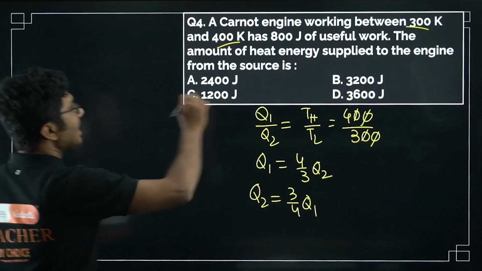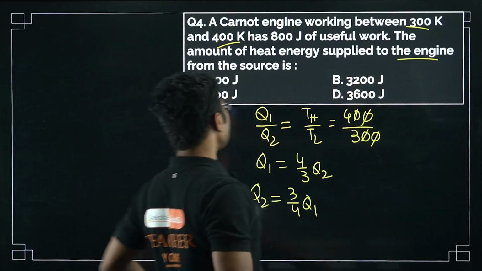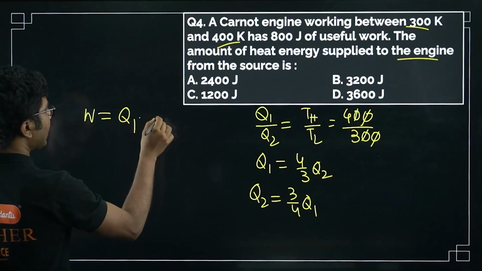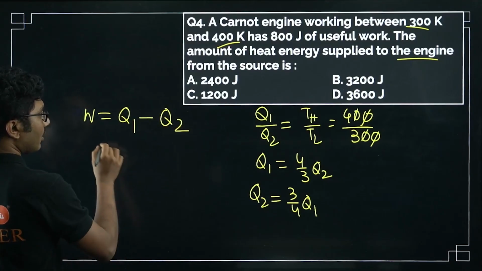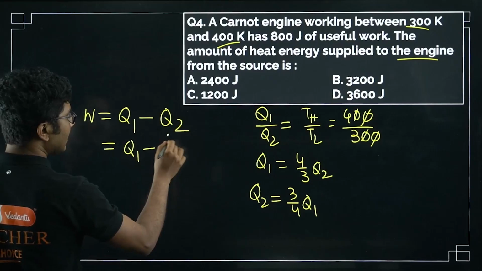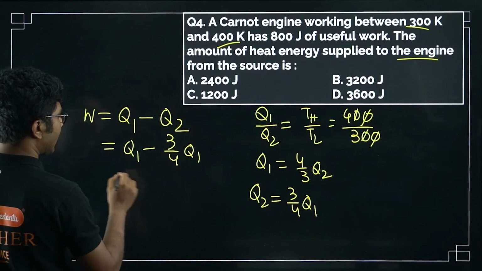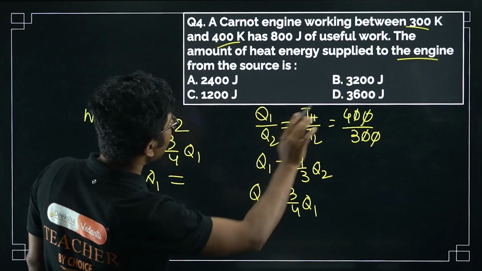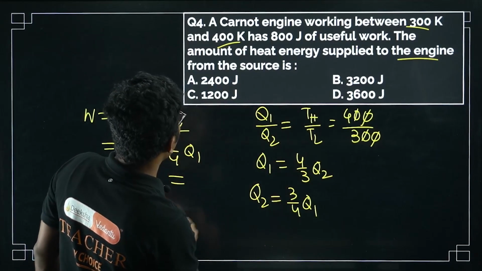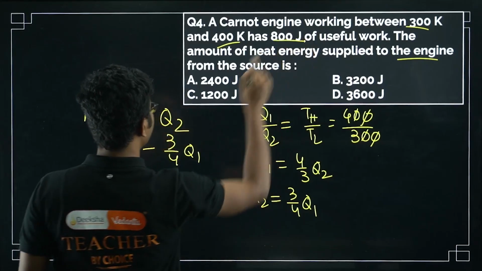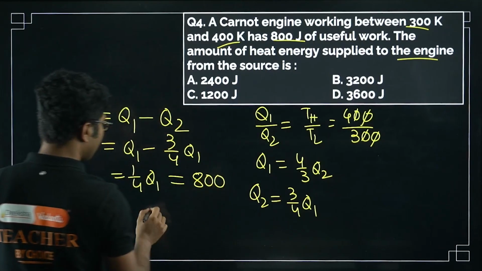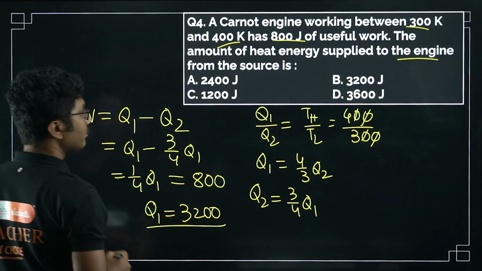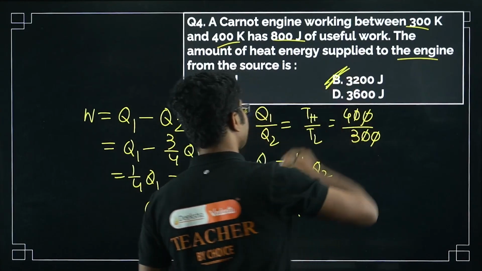The question is the useful work. Useful work means the work done, which is basically given by the heat supplied minus the heat rejected. That is Q1 minus 3 by 4 Q1. So that is equal to 1 by 4 Q1, and that value is given over here as 800 joules of useful work. So that is the work done. So Q1 must be equal to 4 times 800, which is 3200. So the answer is 3200 joules.